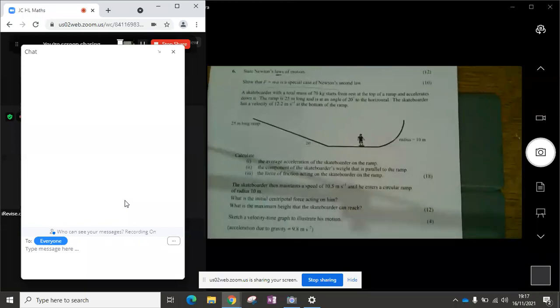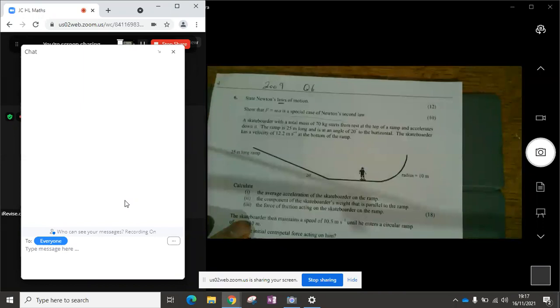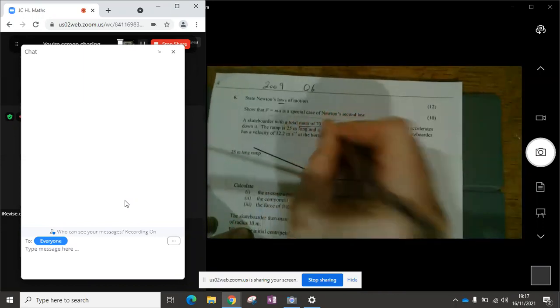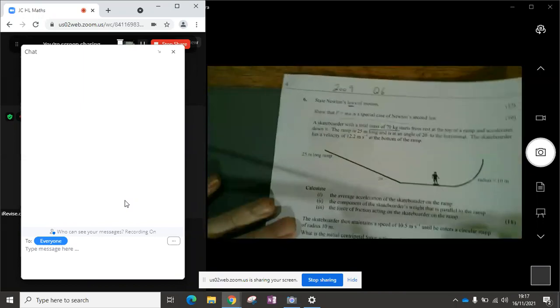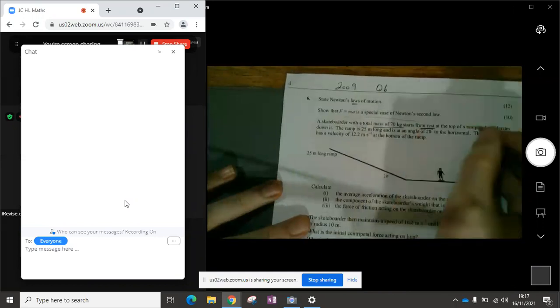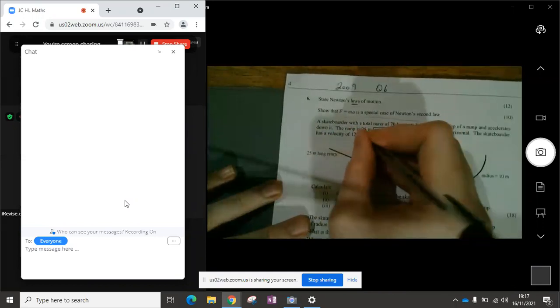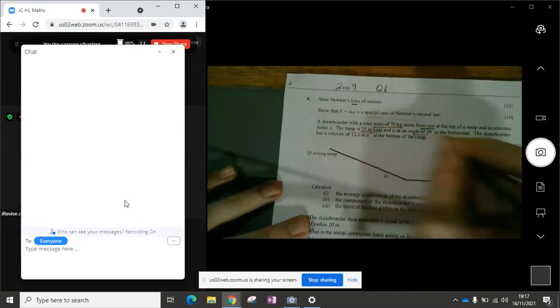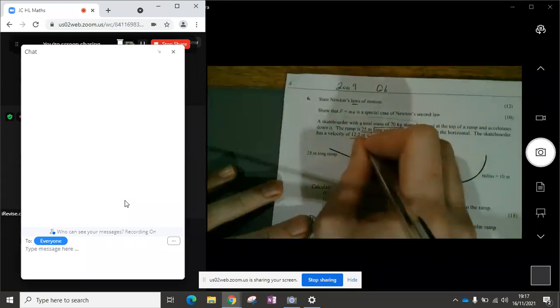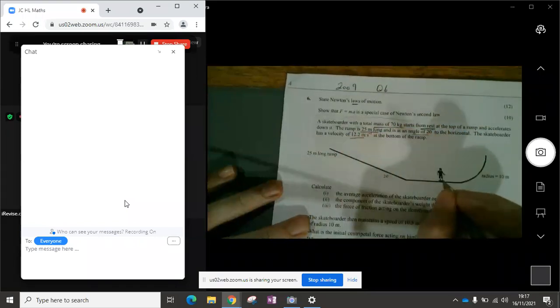This part of the question says the skateboarder, with a total mass of 70 kg, starts from rest at the top of a ramp and accelerates down. So mass of 70 kg, starts at rest at the top of the ramp, accelerates down. The ramp is 25 meters long, at an angle of 20 degrees to the horizontal. The skateboarder has a velocity of 12.2 meters per second at the bottom, down here.